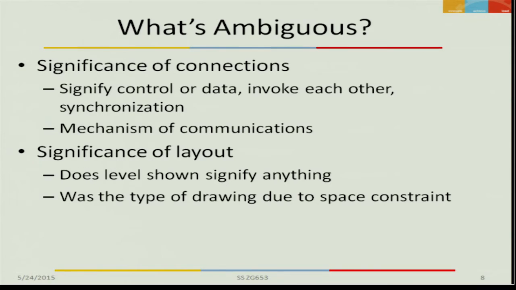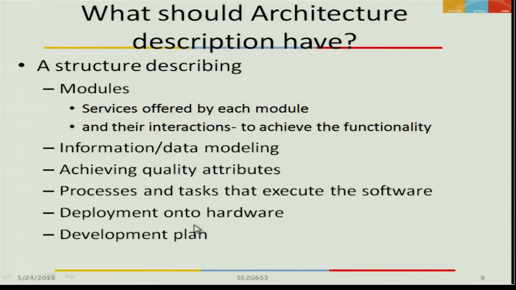So yes, what I was saying is about the significance of the connections. How do they interact? How do they communicate? Those lines mean nothing. The lines just mean that they are connected, but what does it imply? It's not clear. Significance of the layout, one on top of another. Does it really signify anything, or is it just done due to space constraints? It's not very clear, which is why this particular diagram serves no purpose at all, other than the fact that there are a few boxes and their names and they're connected. So from an architecture point of view, this diagram serves no real purpose.